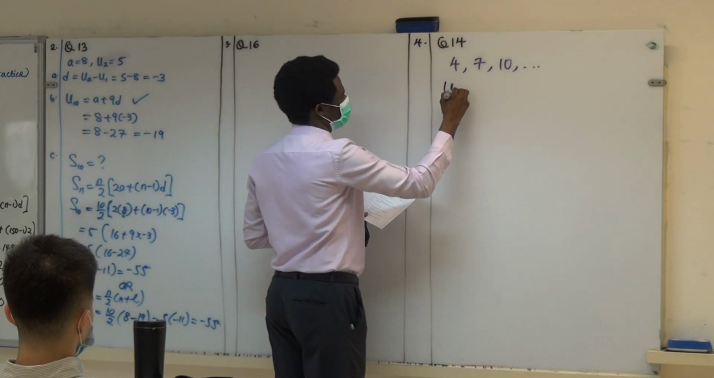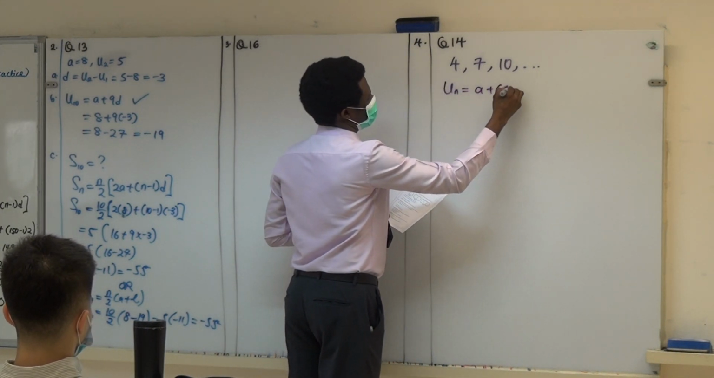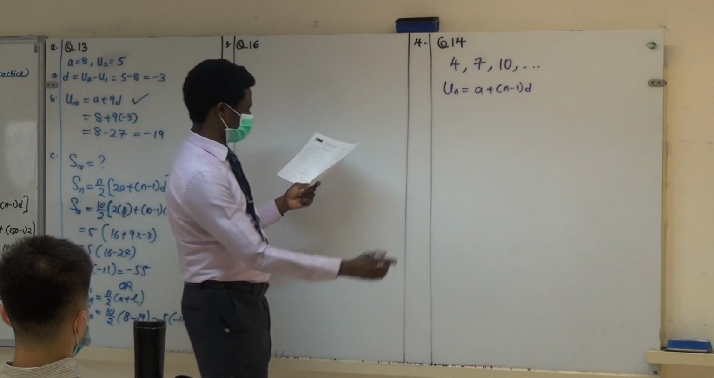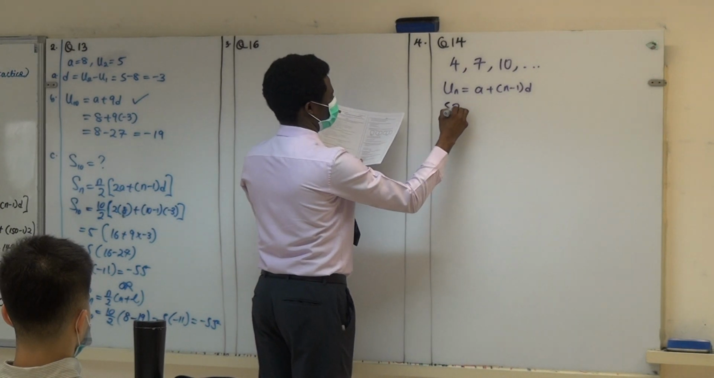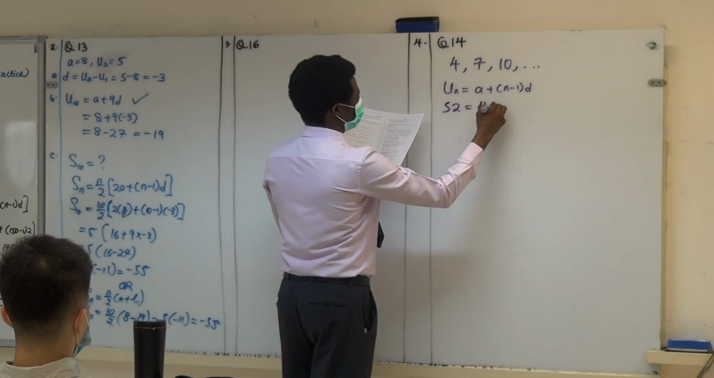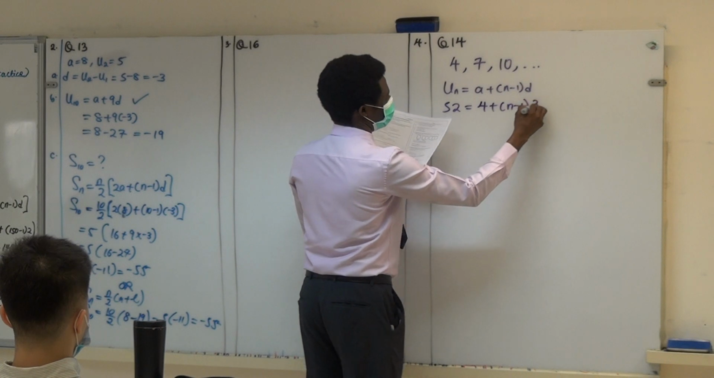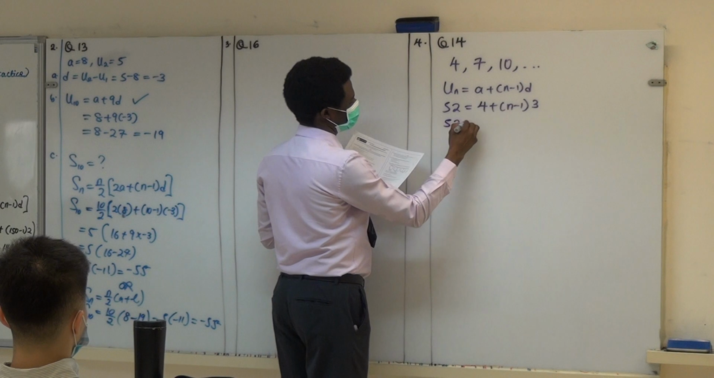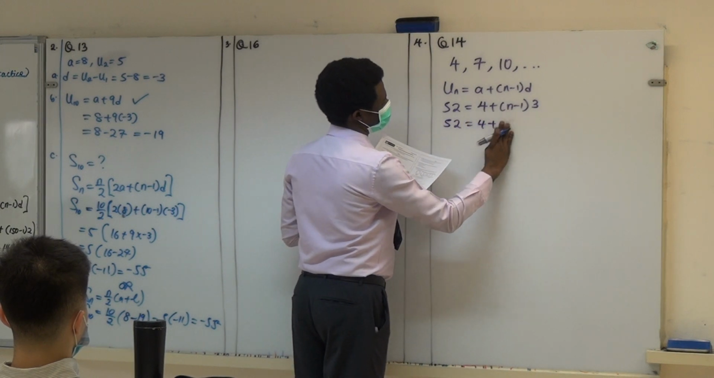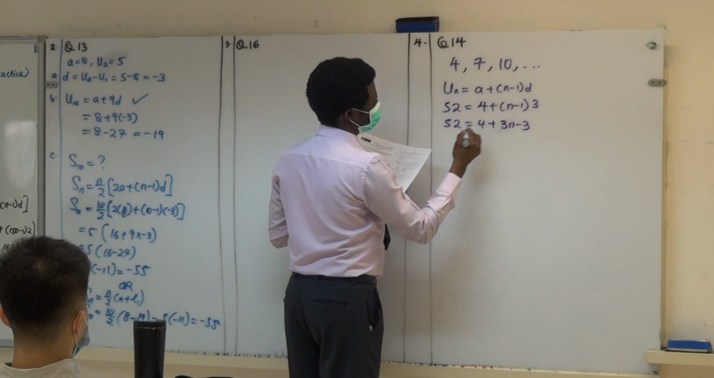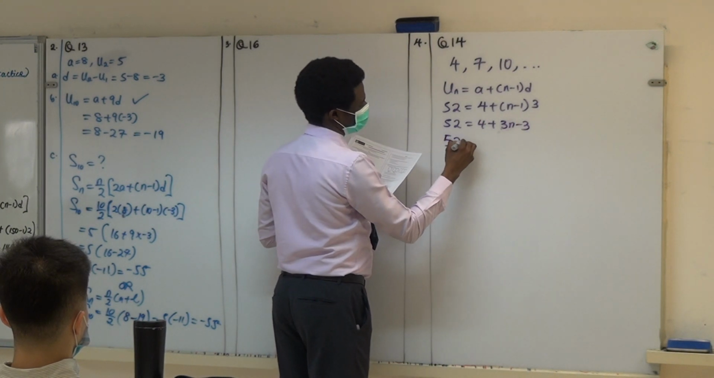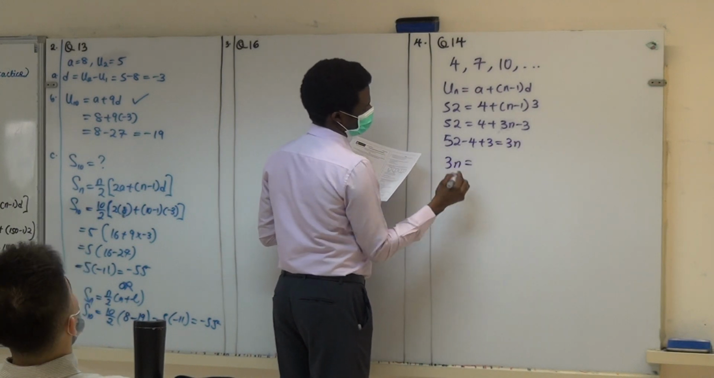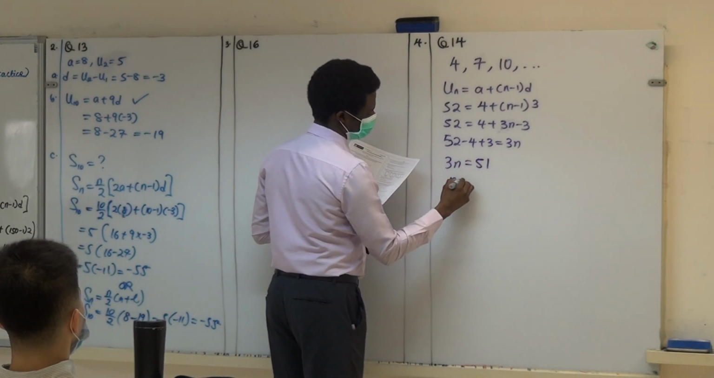Write the formula. Un equals A plus N minus 1 into D. Then substitute. Un is 52. A is 4, plus N minus 1. D is 3. And you solve it. So 52 equals 4 plus 3n minus 3. Then I have 52 minus 4 plus 3 equals 3n. So 3n is 51.